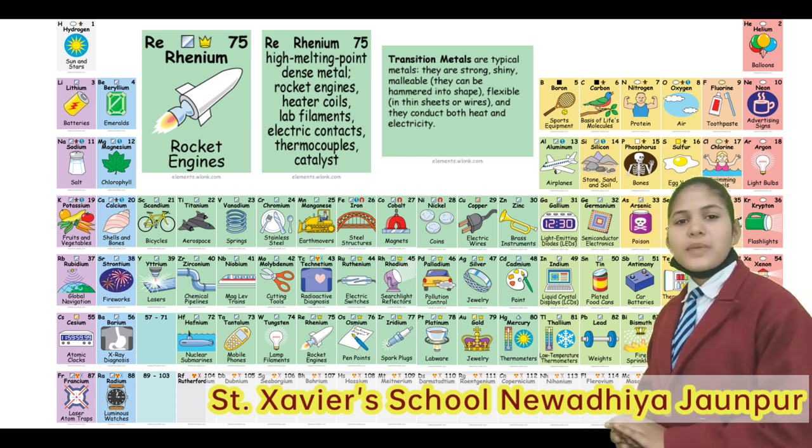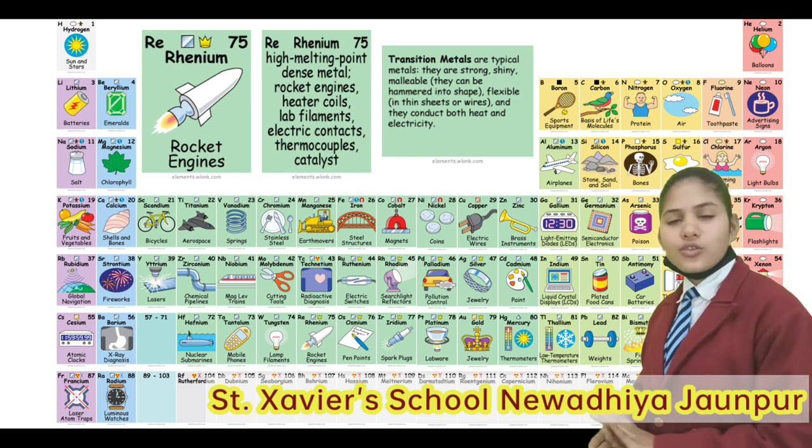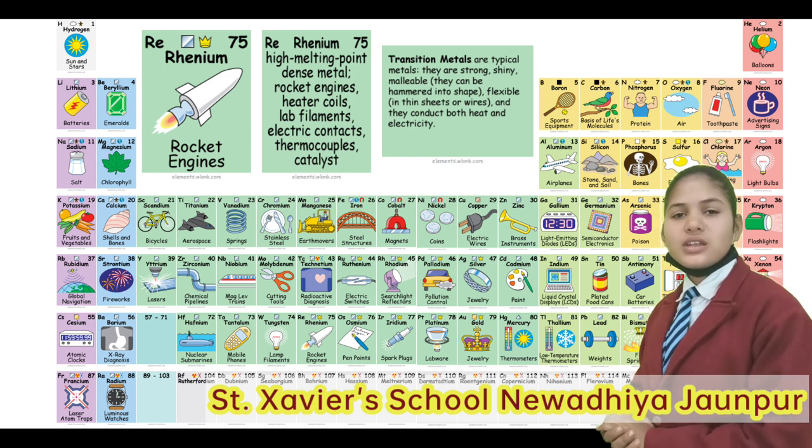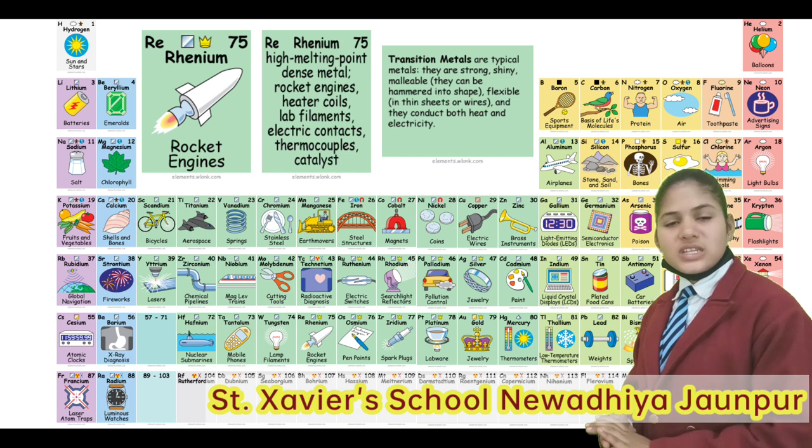Scandium is used in bicycles. Titanium is used in aerospace. Vanadium is used in springs. Chromium is used to make stainless steel. Manganese is used in earth movers. Iron is used in steel structures. Cobalt is used in magnets. Nickel is used in coins.